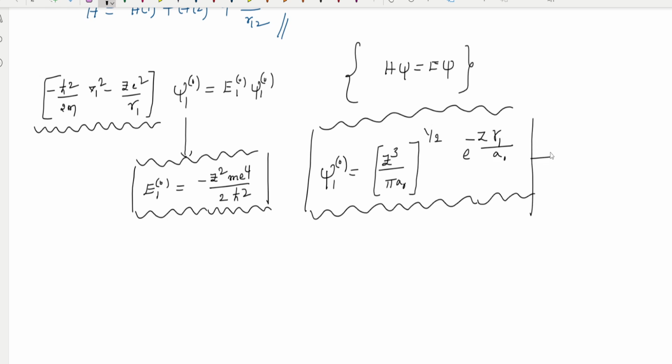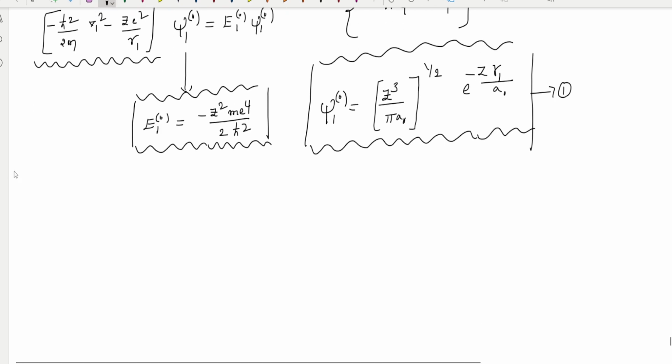This is equation number one. In a similar way, if you try to put the second Hamiltonian, you can solve the similar equation: the Laplacian of r2 squared minus Z e squared divided by r2.